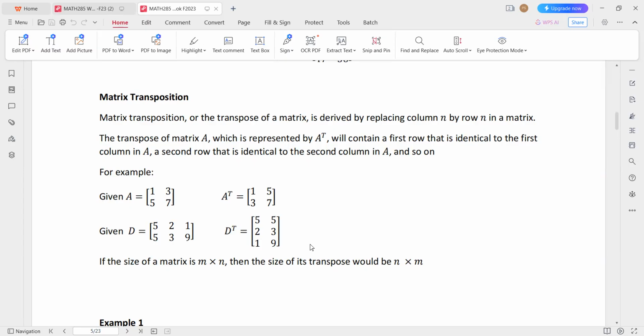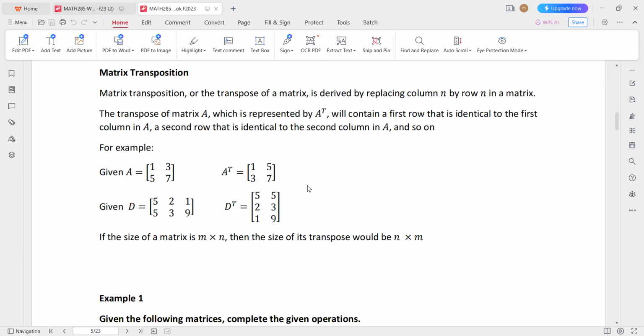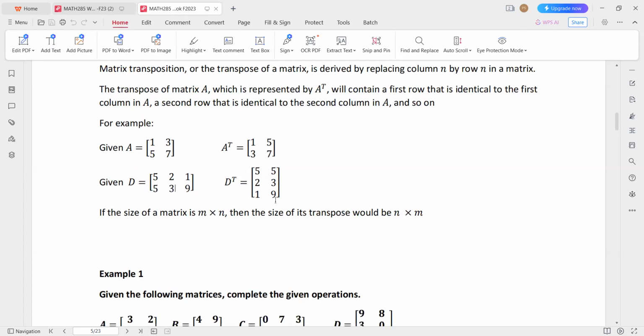So matrix transposition, or the transpose of a matrix, is derived by replacing column n by row n in a matrix, right? So it's basically you actually change it. Like for example, now you have given A is equals to 1357, the transposition of the matrix, which means you basically change this horizontal to vertical, which is why you have 1357. You do the same too if it's a 3 by 3 matrix. You change the horizontal into vertical, so you have 5, 2, 1, you make it vertical, you make 5, 3, 9 vertical also.